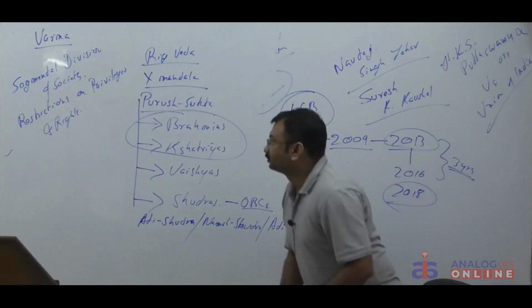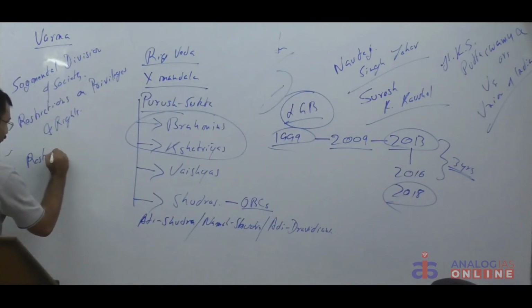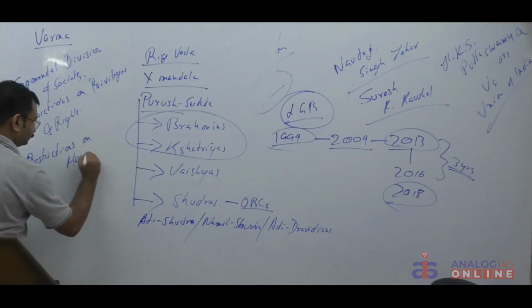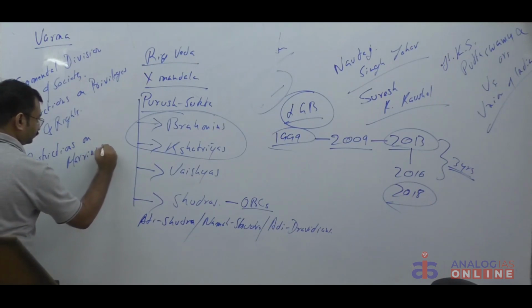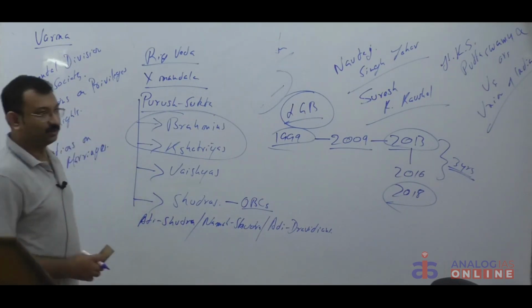Now let me talk about restrictions on marriages. They can only marry within their caste community, right? Within their varna. Not even within their varna. We have studied half of it. Let's look at it properly now.